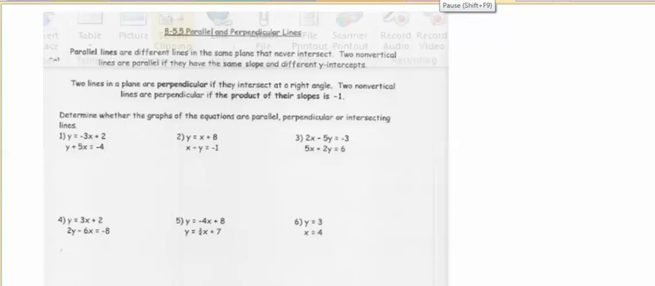Today's lesson is on parallel and perpendicular lines. We're going to look at how we can identify them. Okay, I have some notes here. Parallel lines are different lines in the same plane that never intersect. Two non-vertical lines are parallel if they have the same slope and different y-intercepts.